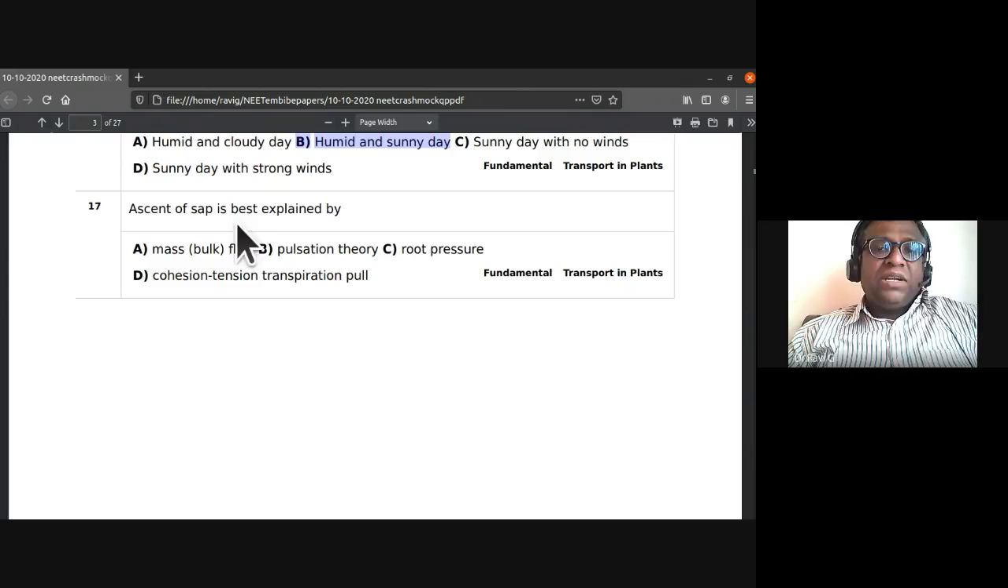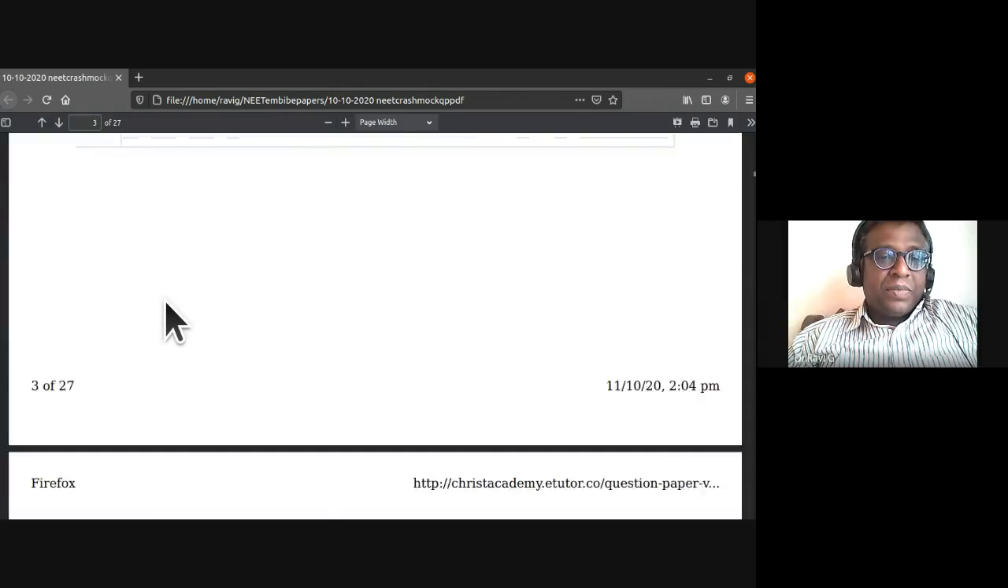17th, ascent of sap. This is nothing but uptake of water, or long distance transport of water. It is best explained by mass flow, pulsation theory, root pressure, or cohesion tension; transpirational pull is the right answer. Ascent of sap is nothing but long distance transport of water.